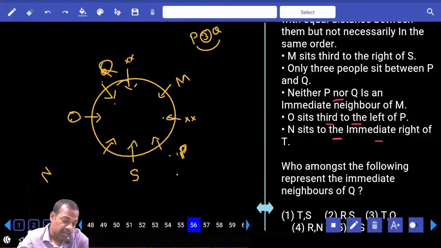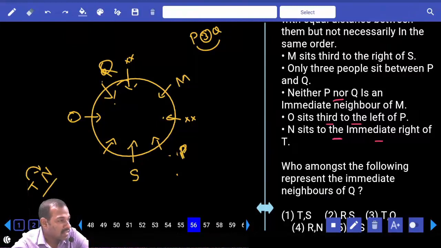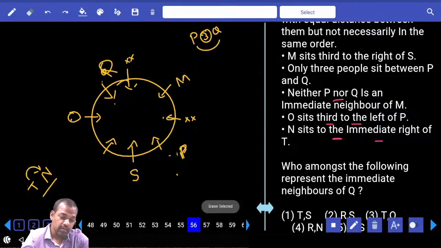N sits to the immediate right of T means, now tell me, these two persons have to be immediate neighbors or not? Now tell me, can we place these two persons in the circular arrangement? Can we arrange these two persons in the circular arrangement? No. That means this possibility is right or wrong here? Wrong.